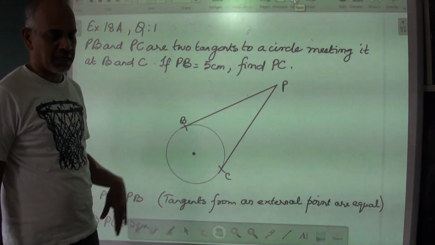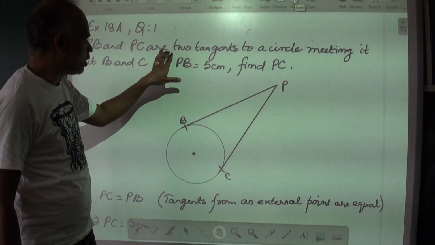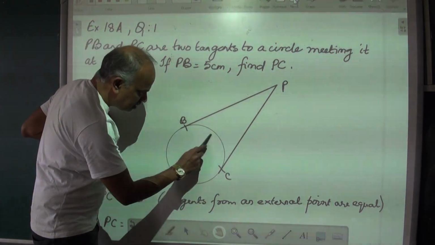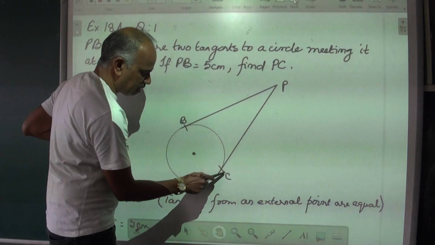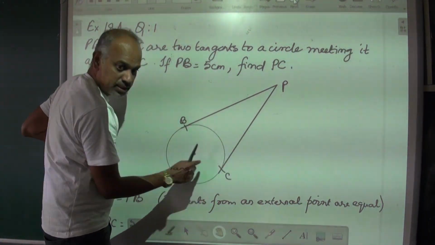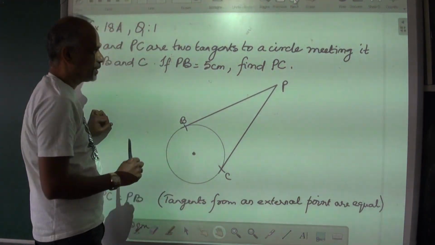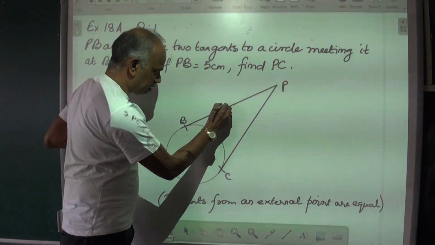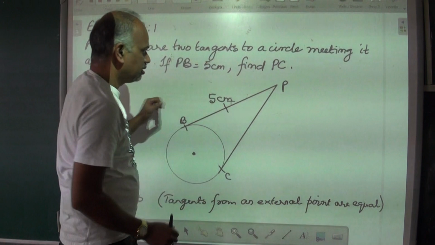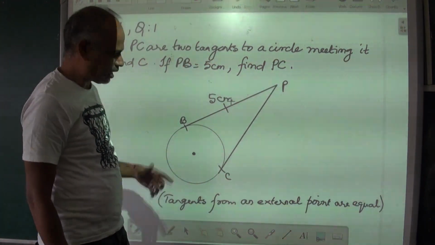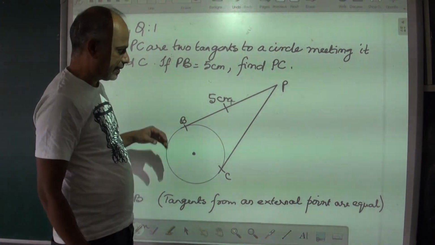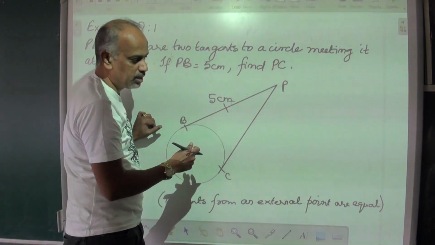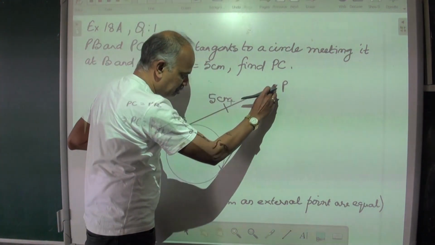Exercise 18A, question number 1. PB and PC are two tangents to a circle meeting it at B and C. There is a circle. PB and PC are two tangents which come to the circle, touching the circle at B and C. If PB is 5 cm, P to B, this length is 5 cm. Find PC. Okay. We are going to use the second property which I said. P is an external point. From an external point, you can draw two tangents to a circle. The first tangent is PB, the other one is PC.